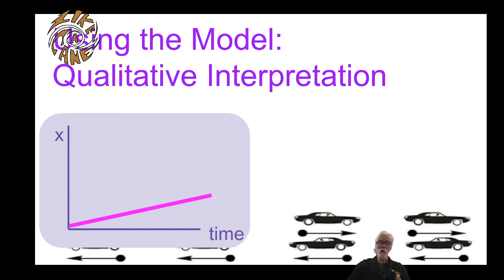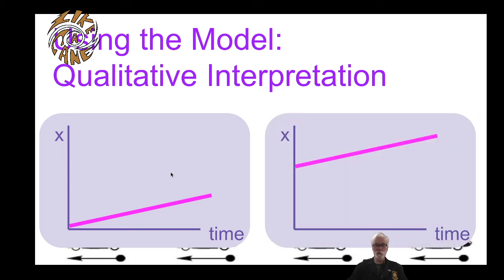Let's qualitatively interpret what these graphs mean. So imagine that you have a position versus time graph here. Let's compare that to a different position versus time graph. What's the same is the slope. So these two objects are moving in the same direction, and they're moving at the same speed, at the same velocity. What's different between these two objects is the starting position. The one on the left, that object starts at 0. On the graph on the right, that object starts at some positive position that isn't 0.